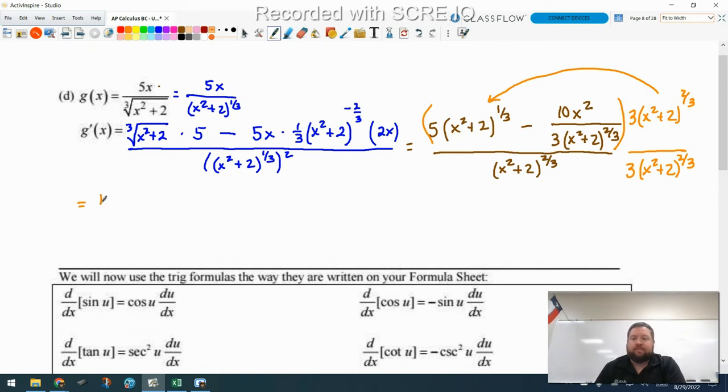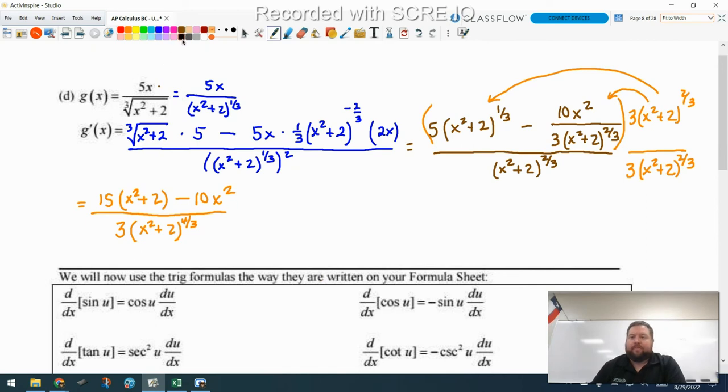3 times 5 is 15. X squared plus 2. And then when you multiply like bases, you add their exponents together. 1/3 plus 2/3 is 3/3, which is 1. So we actually don't have to write the exponent because it's a 1. So it's just x squared plus 2. All right, that's really nice because it's going to work out really great for simplifying. All right, minus, and then when I distribute it here, it just cancels out with the denominator. So I'm left with minus 10x squared. And then down here, we just multiply them together. So we have that 3, and then x squared plus 2, add the exponents together to the 4/3 power.